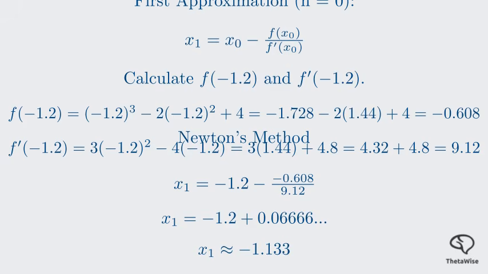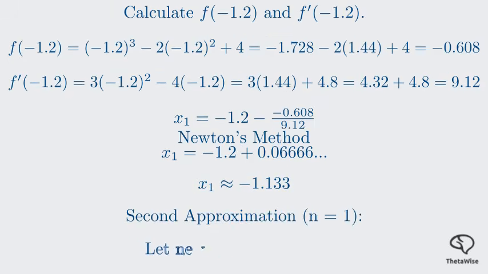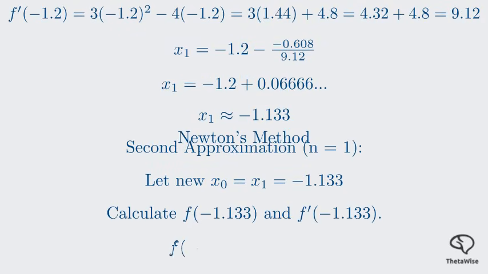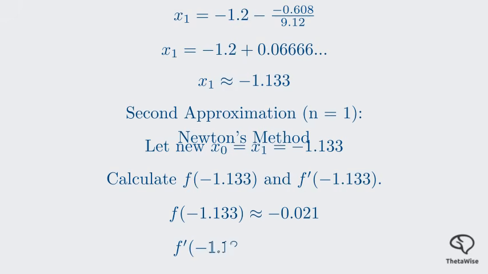This is a better approximation, but we need to do it twice. So we'll use x1 as our new starting point for the next iteration. Our new starting point, x0, is now -1.133. We need to find f and f prime at this new point. Using a calculator, f of -1.133 is approximately -0.021, and f prime of -1.133 is approximately 8.383.